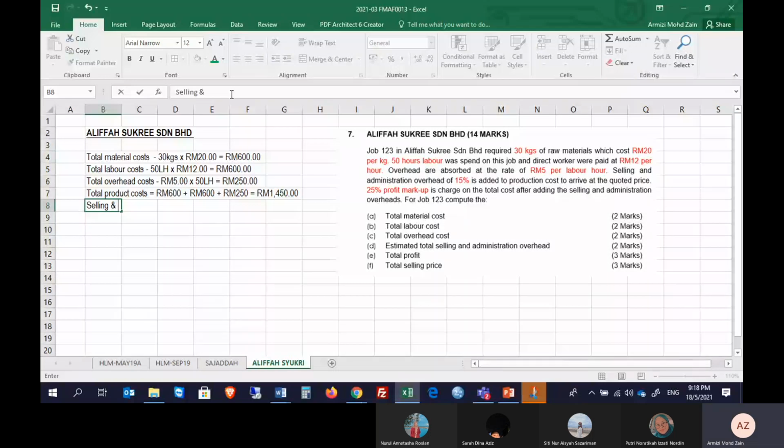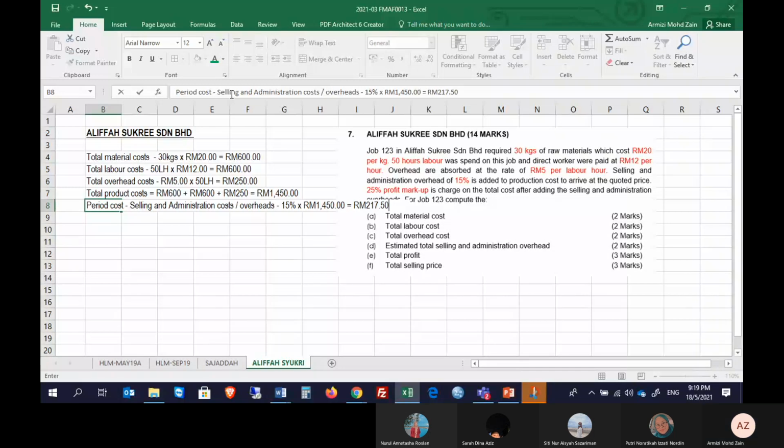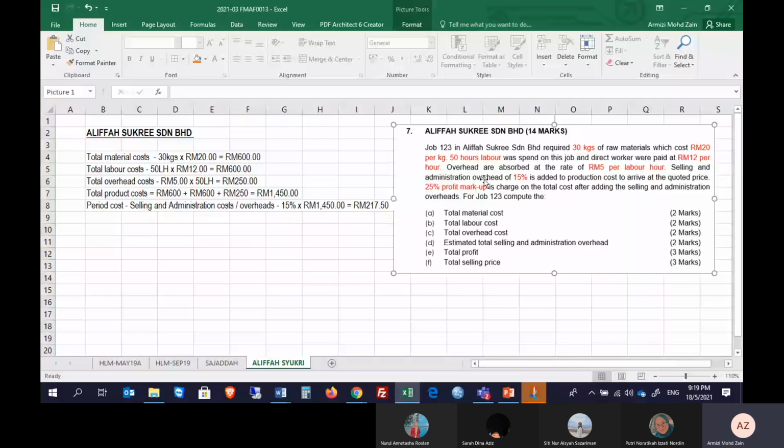Selling and period cost, chapter 2. Selling and administration cost of overheads equal to 15% times RM 1450. 1450 times 0.15, and then you will get RM 217.50. Okay, this one you put here.